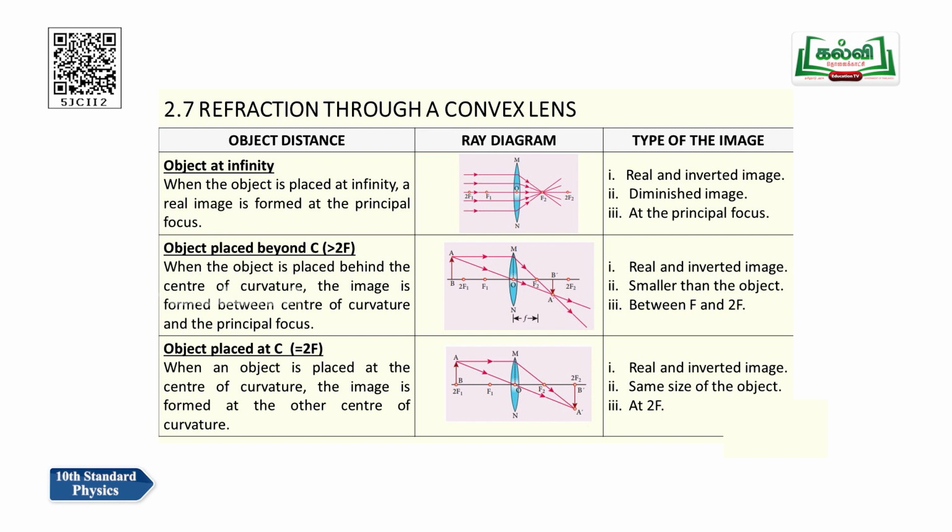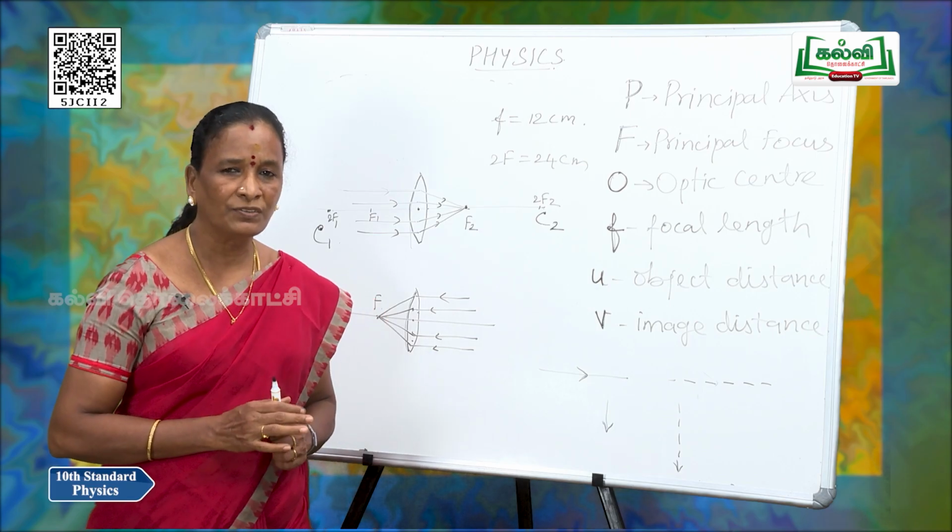Suppose, for example, in this one we get the image. What type of image is it? We get a real and inverted image. The arrowhead is downwards, and the image is smaller than the object. You see the height of the object and the height of the image; it is smaller than the object, and the image is between f2 and 2f2. Okay, are you clear, children?